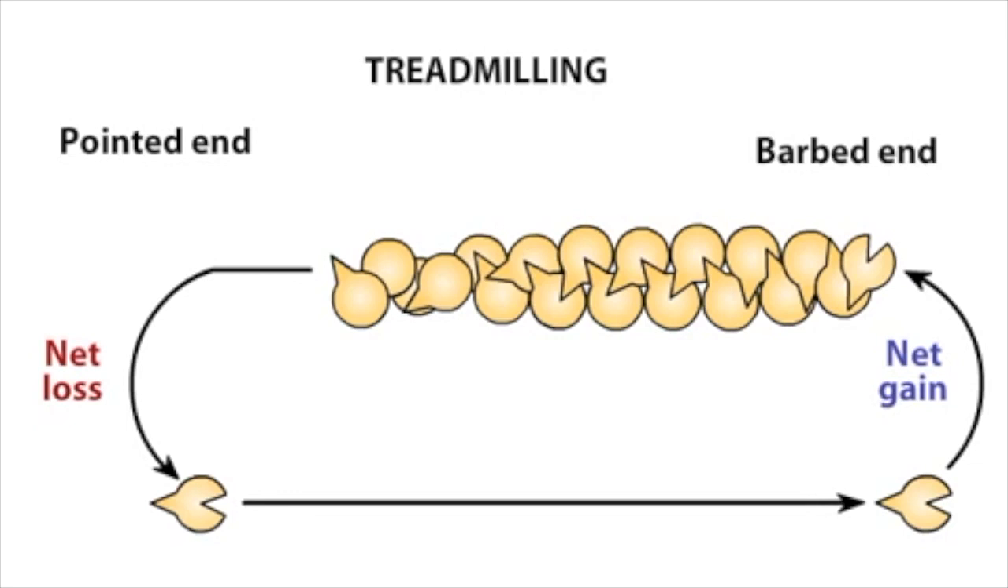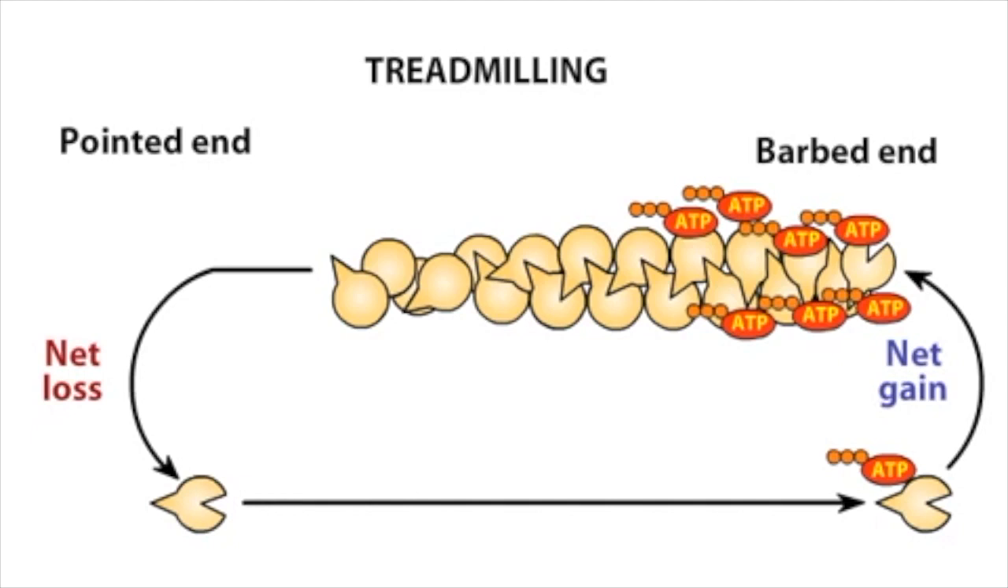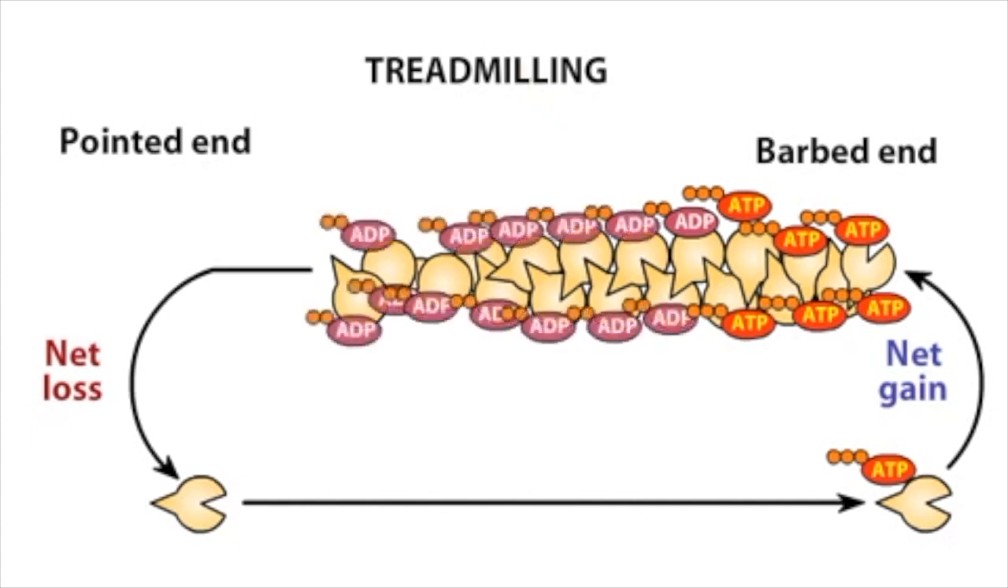The treadmilling cycle depends on ATP, which is bound to monomers that add to the ends of the filament. Actin monomers at the barbed end are therefore bound to ATP. However, soon after polymerization, ATP is hydrolyzed to ADP, resulting in a zone of ADP-bound monomers toward the pointed end of the filament.